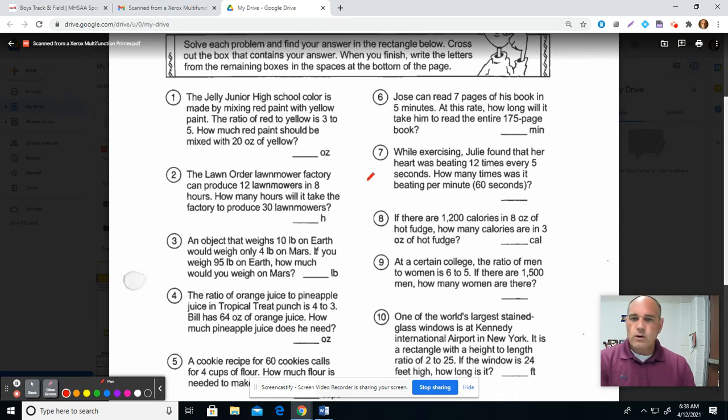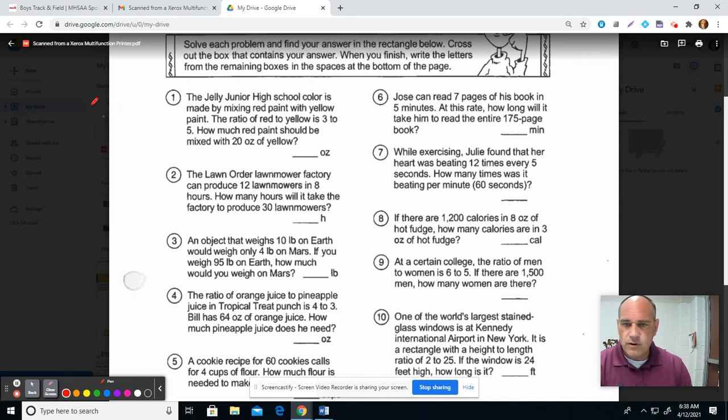So here's what we are going to do. First thing we need to do is we're going to come up with a ratio. We're going to compare two different things. So number one, the Jelly Junior High School is made by mixing red paint with yellow paint. The ratio of red to yellow is 3 to 5. So I know this. This is my ratio.